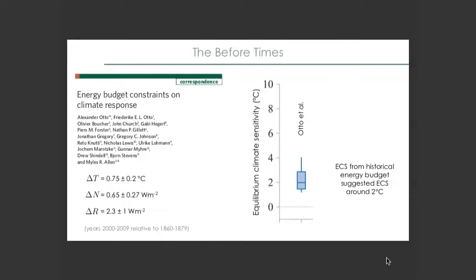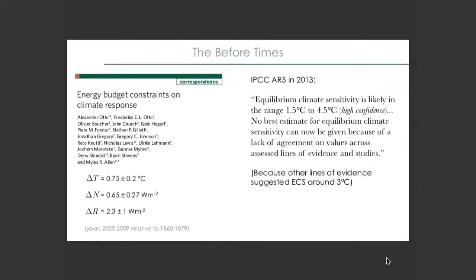If you read the IPCC AR5 report, this was the main reason that the lower bound started at 1.5 degrees: essentially this historical constraint on climate sensitivity. But if you look at the summary for policymakers, they have this statement as a footnote, which is that no best estimate of climate sensitivity can be given because of disagreements across various lines of evidence in the report.